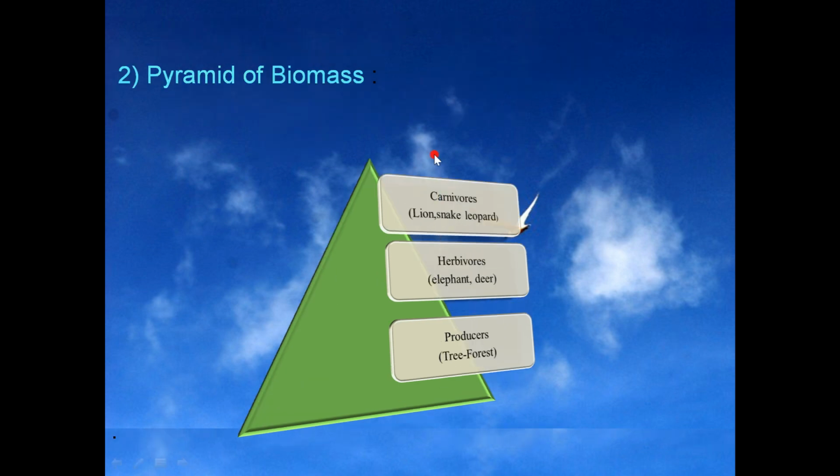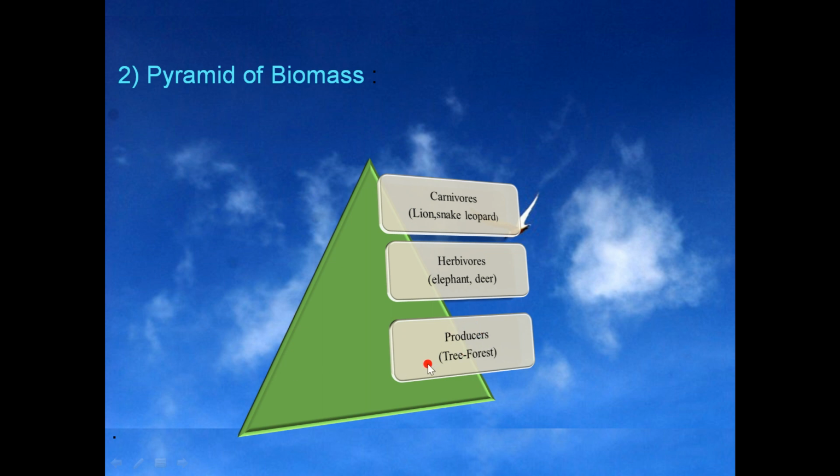Now the second is called the pyramid of biomass. Biomass refers to the total weight of the living matter per unit area, and therefore the pyramid of biomass weighs the individuals of each trophic level instead of counting them. So this gives us the total weight of the organisms at a given level in the ecosystem. The biomass decreases from producers to the consumer level.